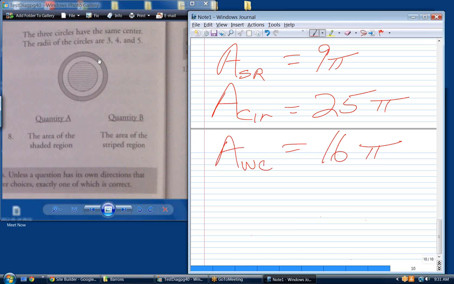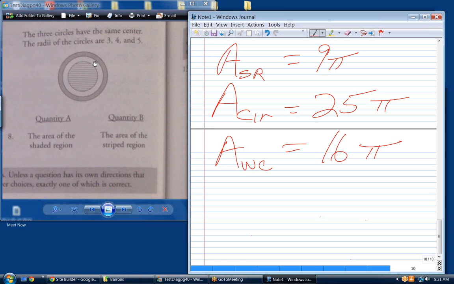So the area of the shaded region is what? That is going to be, well, 16 pi minus 16 pi, isn't it? No, the shaded region would be the area of the outside circle minus the area of this circle. It wouldn't be minus the area of the striped circle as well? Well, not really, because if you do that, you end up with 0.